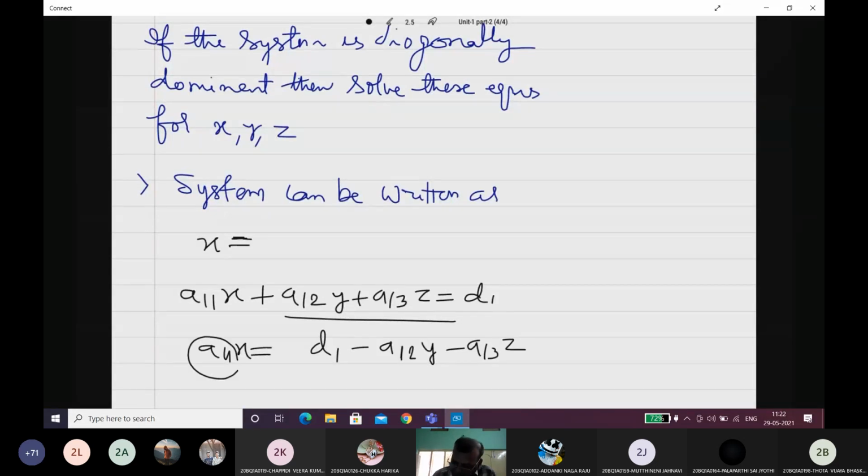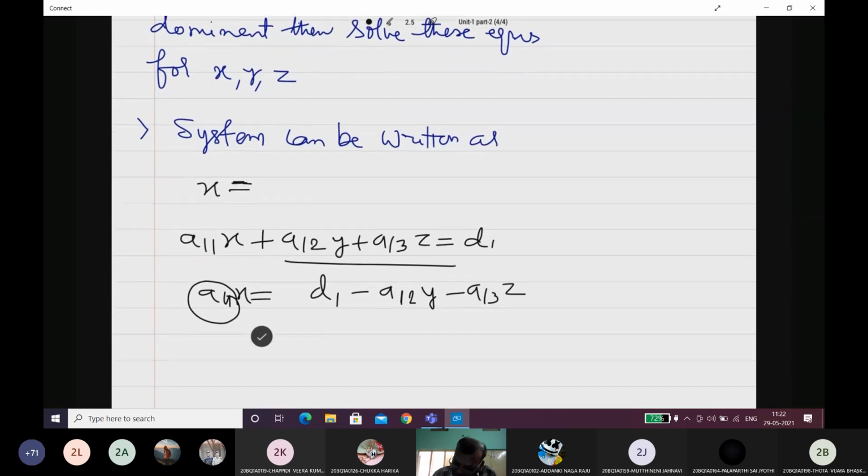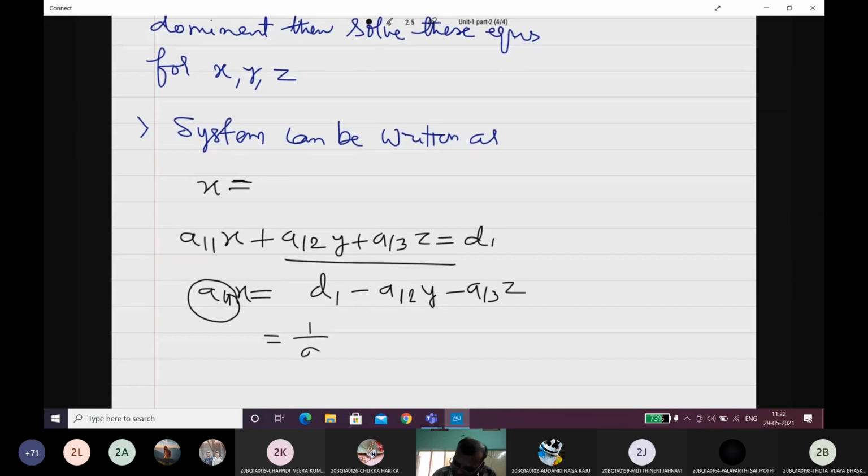Here A11 is a multiple. Take that also to the right-hand side. That is equal to 1 by A11 of D1 minus A12y minus A13z. That is the first equation. This is x is equal to, from the first equation.